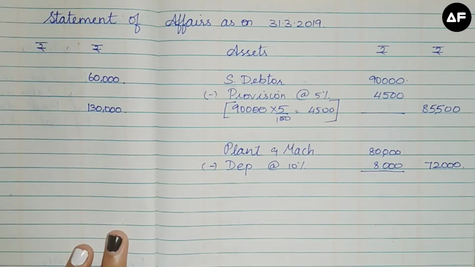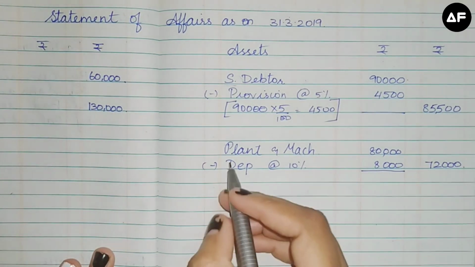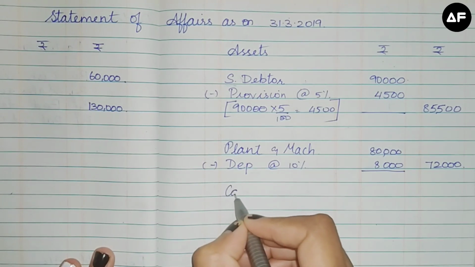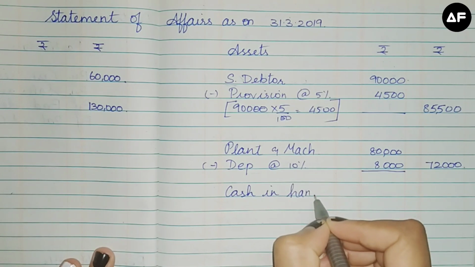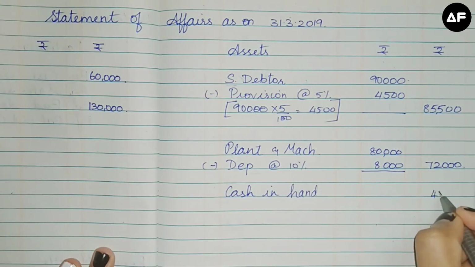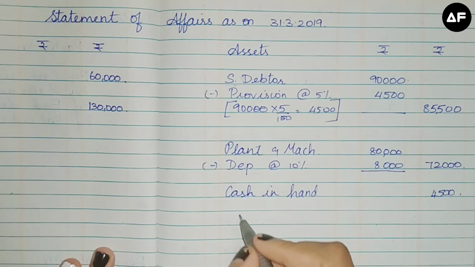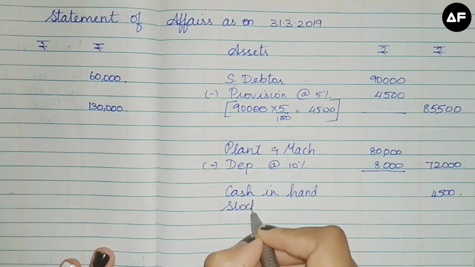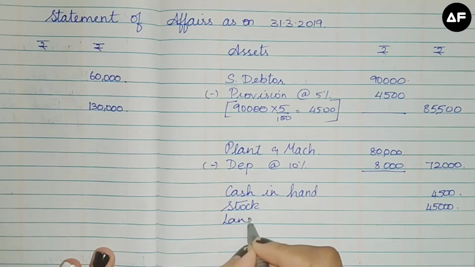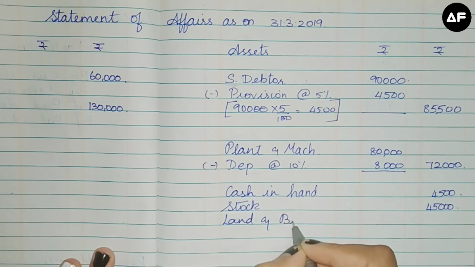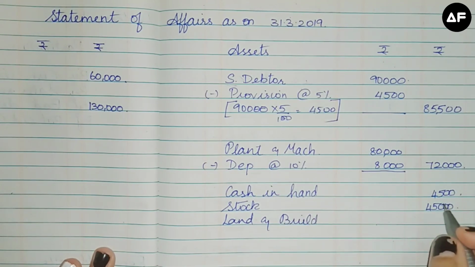The rest of the items, we are just going to include into this. The second item given as per the sum is cash in hand. Cash in hand is 4,500. Next, stock of goods is 45,000. Land and buildings is rupees 1,40,000. And that's the end of it.